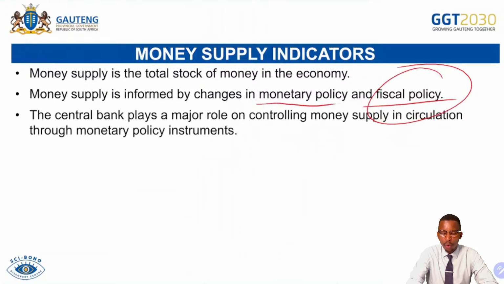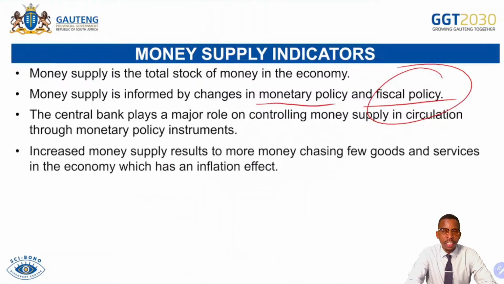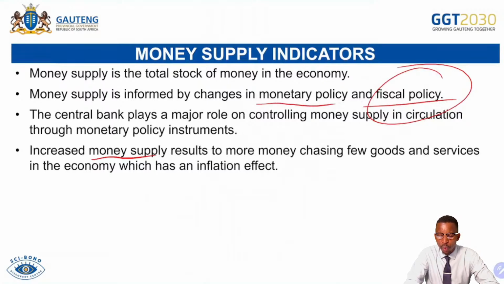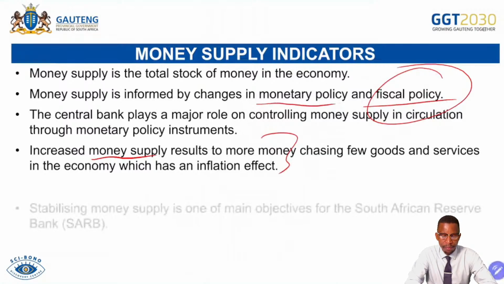Central bank plays a major role in controlling money supply in circulation through monetary policy instruments. So the Reserve Bank is using monetary policy instruments to control the money supply in the economy. Mainly, interest rate is the main tool used by the Reserve Bank. Increased money supply results in more money chasing few goods and services in the economy, which has an inflation effect. Remember this one, we spoke about this under smoothing business cycle, where we said whenever the economy is at peak, there will be more money available because people are employed, and there will be greater demand, which will be increasing excess demand and cause inflation because the demand will be increasing faster than the supply.